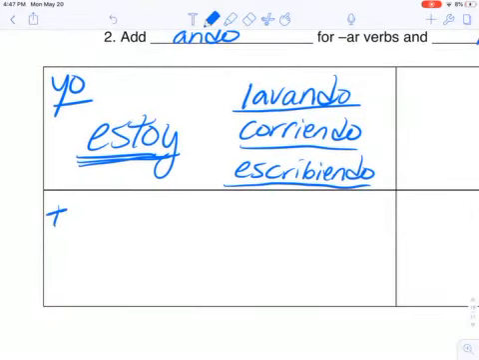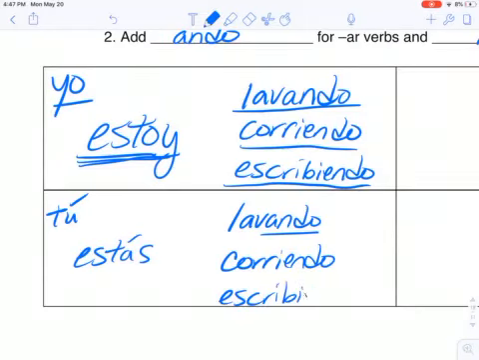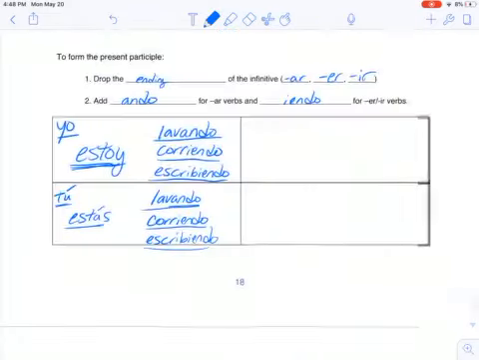All right, let's do the tú form together. What's the form of estar? Estás. And then AR verbs become ando. ER and IR verbs become yendo. So you are washing, you are running, you are writing.